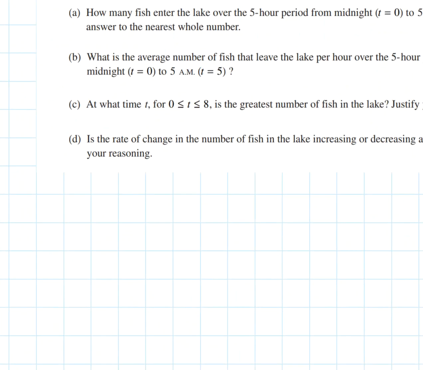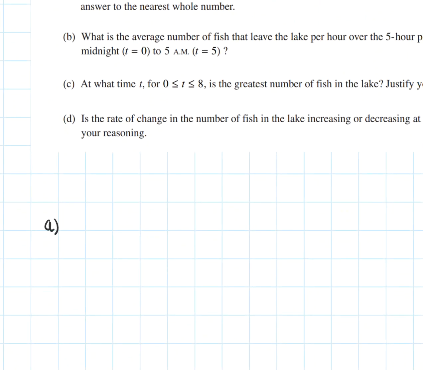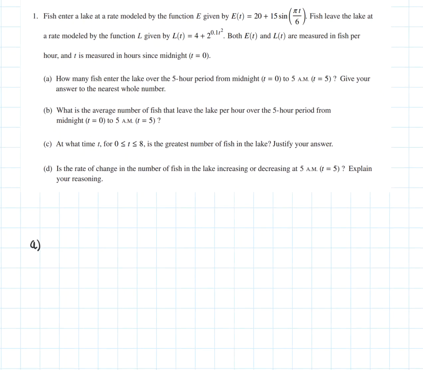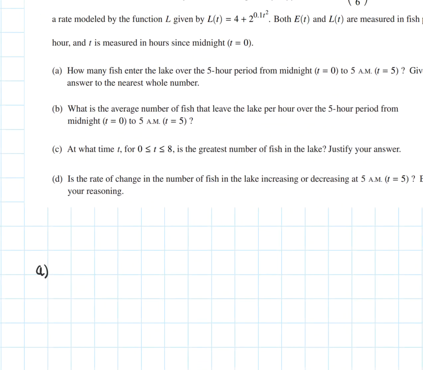So part A says, how many fish enter the lake over the 5-hour period from midnight to 5 a.m.? Give your answer to the nearest whole number. So for this, we're going to be writing an integral.